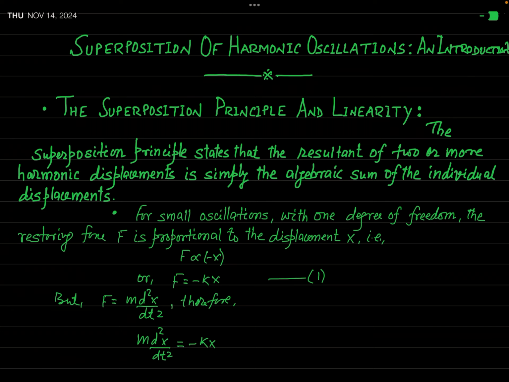In order to obtain the resultant of 2 or more harmonic oscillations, we shall make use of a very important principle called the superposition principle. This is a well-known principle of physics, and it is used in different branches of physics. Even in classical mechanics, in Newtonian mechanics, you use the principle of superposition. In quantum mechanics, you use it. In atomic and molecular physics, we also use it. So this is a very important, basic and fundamental principle.